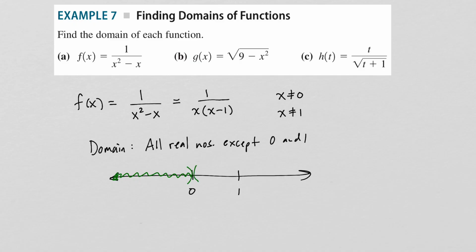We can plug in any number in between 0 and 1, and we can plug in any number to the right of 1. So this gives us 3 intervals for our domain. So we can plug in any number from negative infinity up to 0, not including. Union, any number from 0 to 1, again, not including. And then finally, union, any number from 1 to infinity, but again, not including 1.